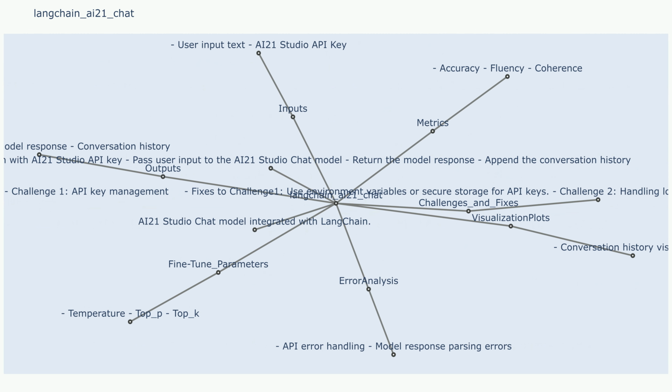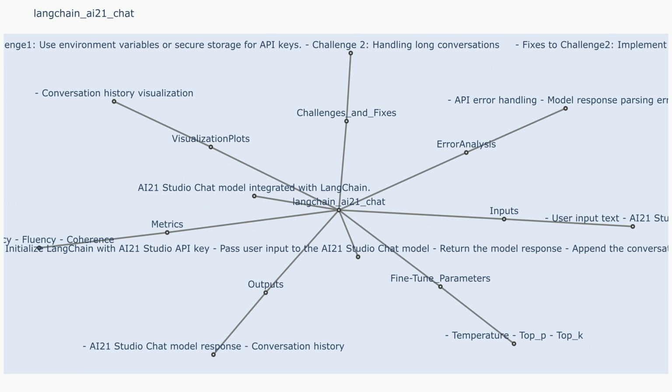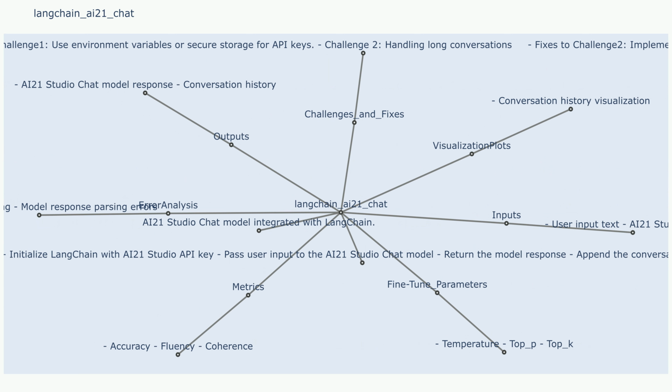Inputs. Prompt. The user-provided text input that serves as the instruction for the LLM. This could be a question, a request for a story, a text to summarize, or any other language-based task. Model. The name of the AI21 Studio model to be used. AI21 offers different models with varying capabilities, such as Jurassic 1 Jumbo, Jurassic 1 Large, and Jurassic 1 Medium, each optimized for different tasks.